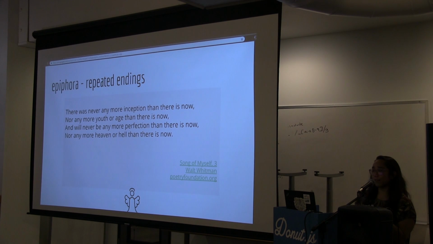Epiphora is the repetition of a word or phrase at the end of a line. So here we have the phrase "then there is now" repeated at the end of each line of this excerpt from Walt Whitman's Song of Myself. The repetition makes us confront the idea of the present over and over again, and since that's at the end of the line, it's the last thing we're thinking about, giving it a little bit more weight.